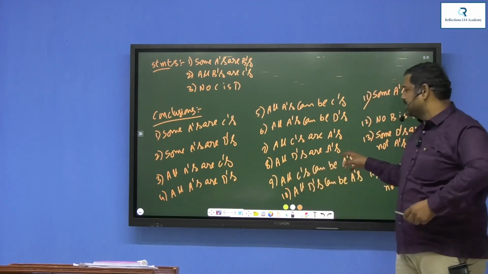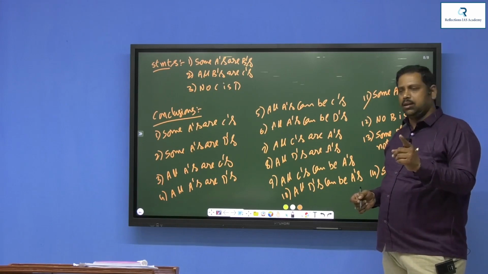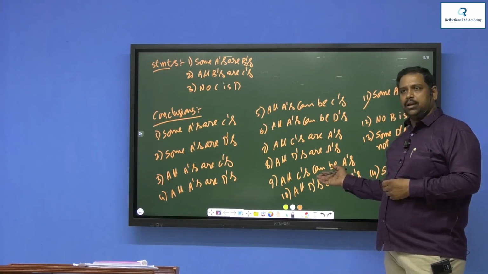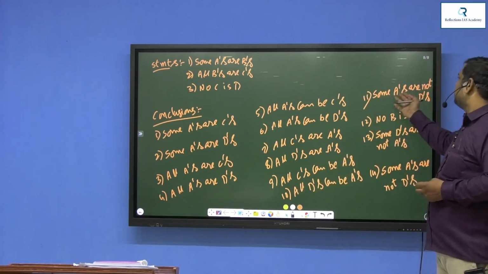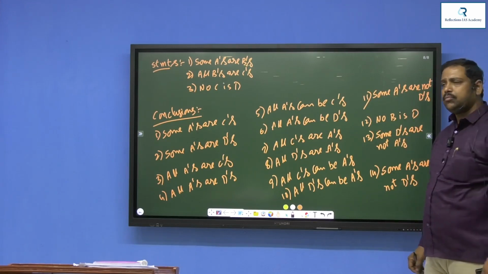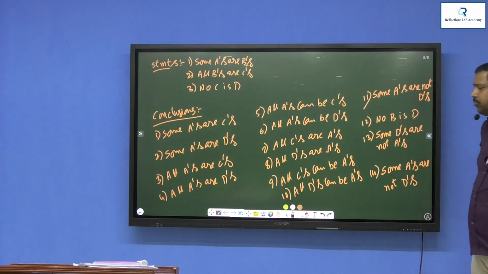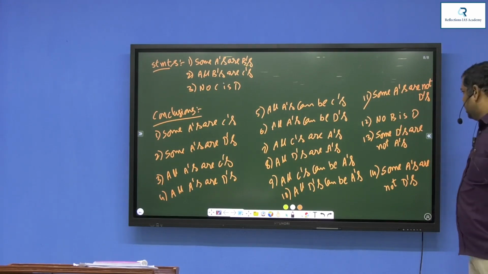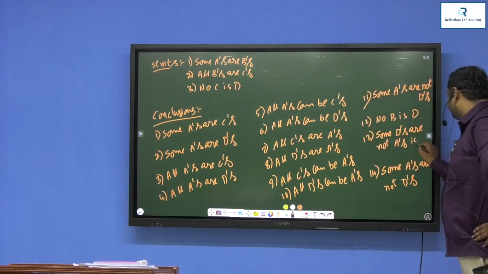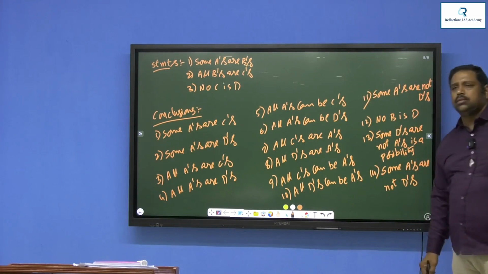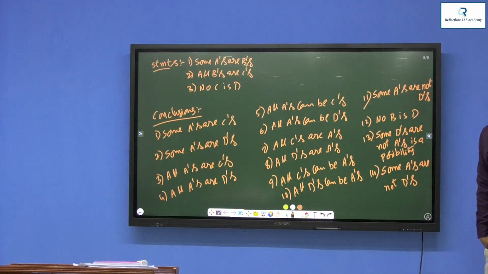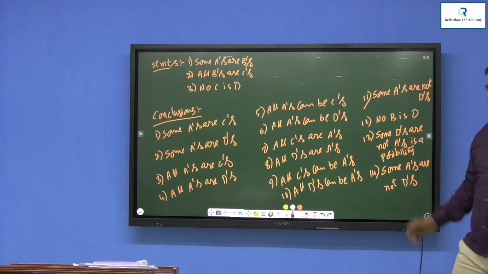All C's can be yes. Indefinite. All D's can be yes. Indefinite. Some A's are not D's. Definite negative. No B is D. Some D's are not D's. Is a possibility. Indefinite. I have converted it into indefinite, right or wrong? Okay, next one. Some A's are not D's. Definite negative. Got it. Very good.